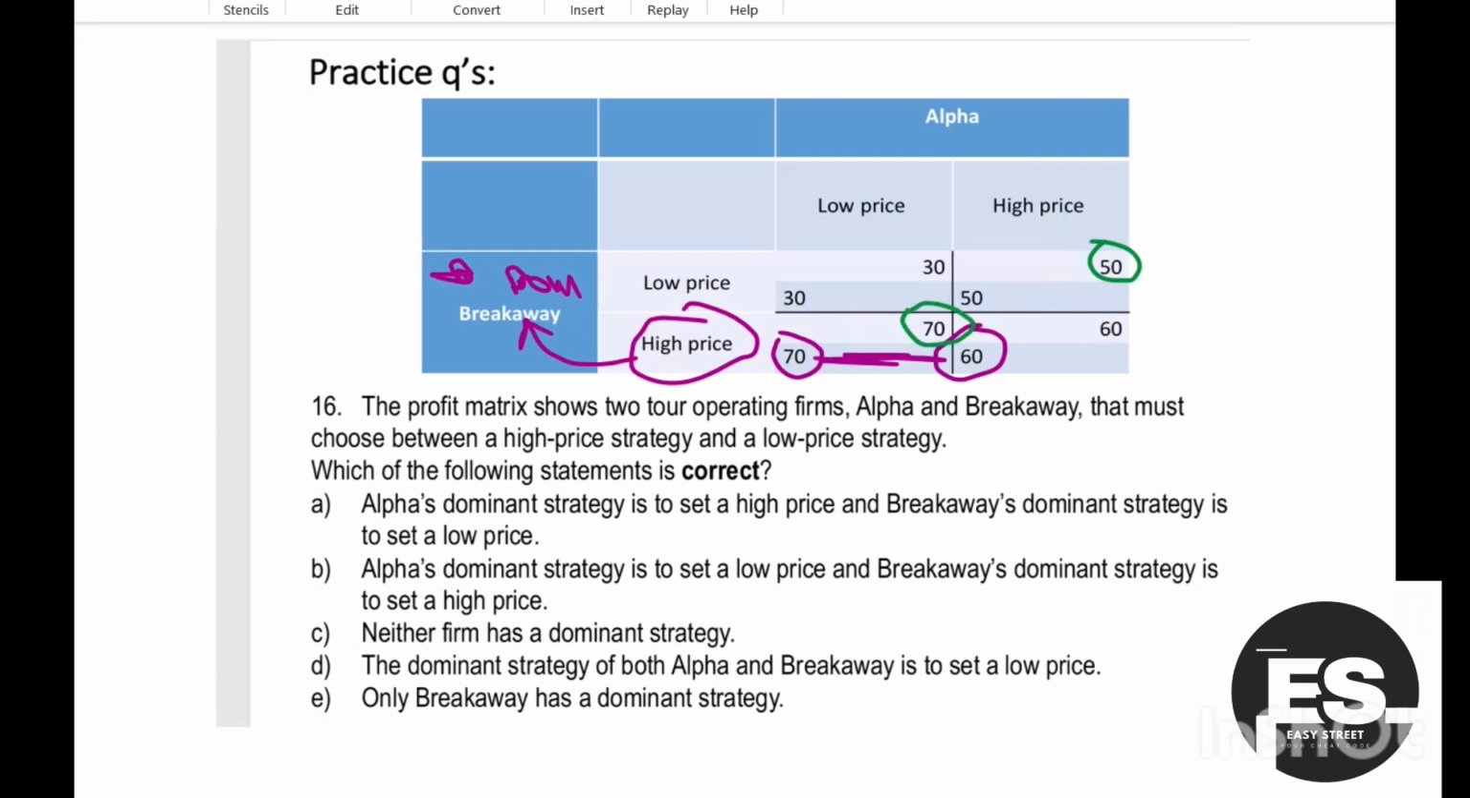Let's look at our options. Okay, alpha is a dominant strategy. That's false. Dominant strategy for alpha, false. Neither firm has a dominant, false. The dominant strategy of both alpha and, well, we know alpha doesn't, so immediately we can cross it out. But let's continue. Breakaway is to set a low price. That's false. Only breakaway has a dominant strategy. Absolutely correct, which is a high price.